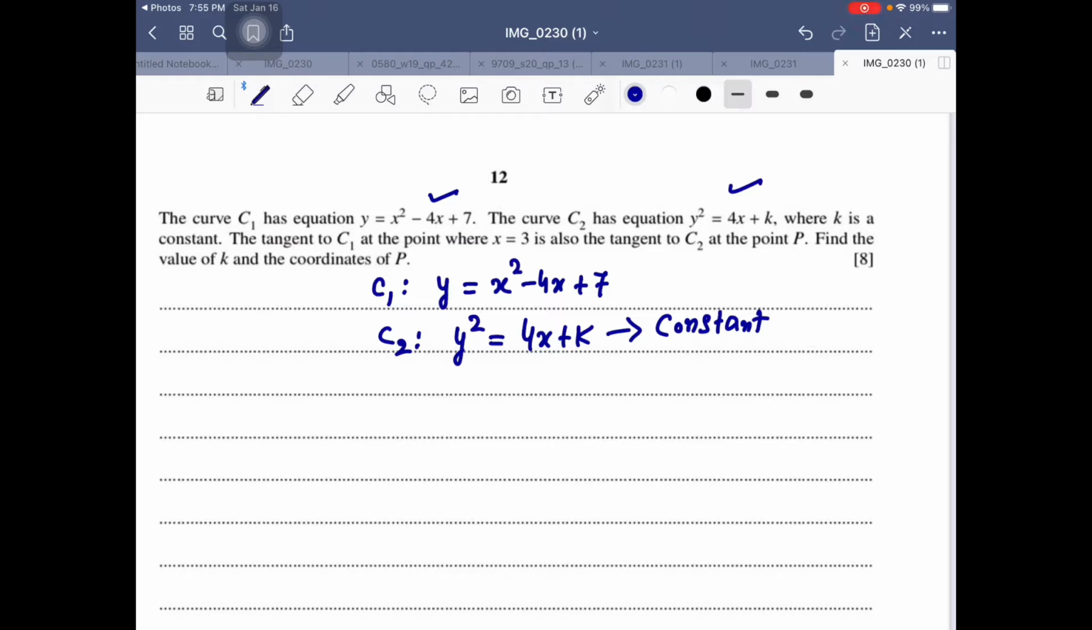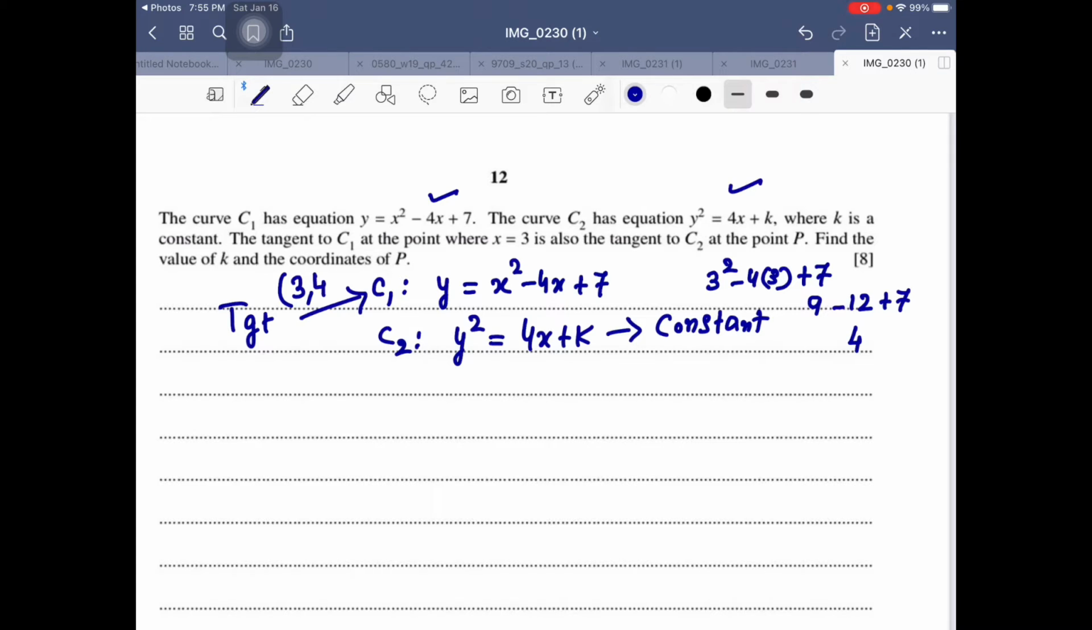The tangent to this curve C1 at the point x equal to 3, and we can find y here. When I take x equal to 3, it will be 3 squared minus 4 times 3 plus 7. So basically it will be 9 minus 12 plus 7, which is 16 minus 12, equal to 4.